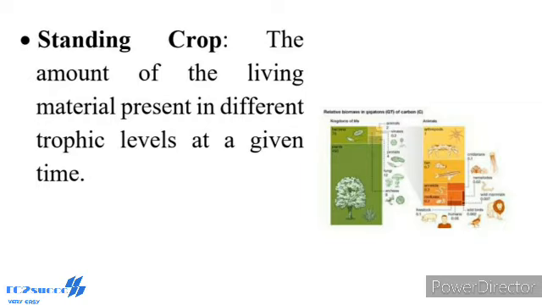Another one, standing crop, the amount of the living material present in different trophic levels at a given time. Each trophic level has a certain mass of living material at a particular time, called standing crop. The standing crop is measured as the mass of living organisms, that is called biomass, or the number in a unit area. The biomass of a species is expressed in terms of fresh or dry weight.